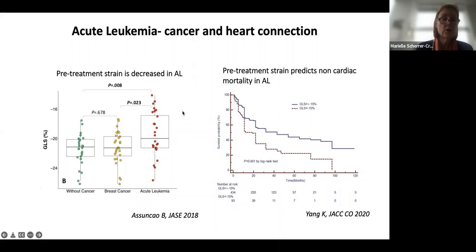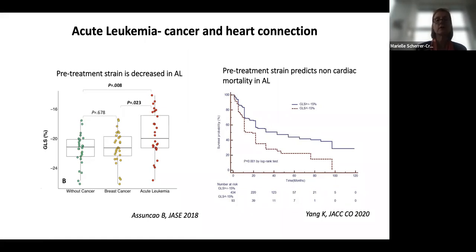And what she showed was that these were women without cancer, with breast cancer, or with acute leukemia. And these women were selected, they had absolutely no cardiovascular risk factor that we could identify. And what she showed in this paper was that even before chemotherapy, some of these women had really an abnormal strain. And so that was pointing out for us to a sort of an intrinsic issue with the acute leukemia.